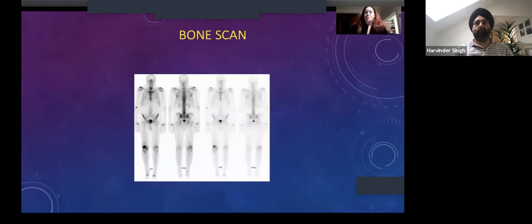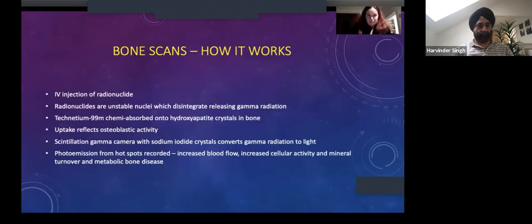The next form of imaging is bone scans. These are a form of nuclear medicine that involve the injection of a radionuclide. This is an unstable nucleus which disintegrates, releasing gamma radiation. The commonest used one in orthopedics is technetium-99m, and this is incorporated into hydroxyapatite crystals in the bone.